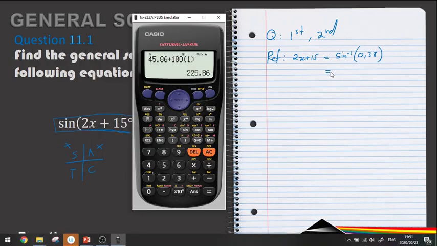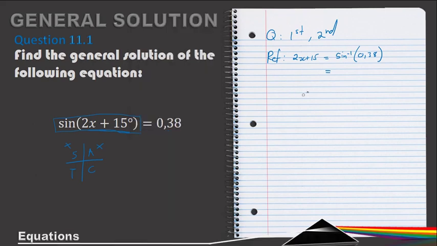So to calculate that, we have shift sine 0.38, and that is equal to 22,33. So 22,33, that's my reference angle. Then finally, to solve, because we're doing general solutions, let's start with the first quadrant. So the first quadrant is simply just equal to my reference angle.